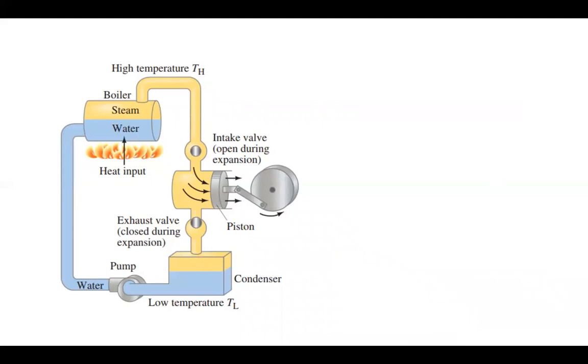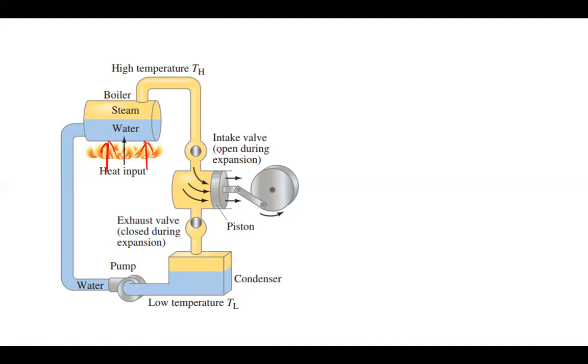So this diagram you're seeing here is just an example of a heat engine, which works in a cycle. You have a boiler here, which is boiling the water. The water is boiled by the heat input here, and it turns into steam. The steam will move through this pipe here. Then the intake valve will open.